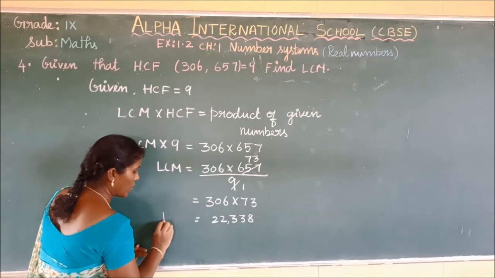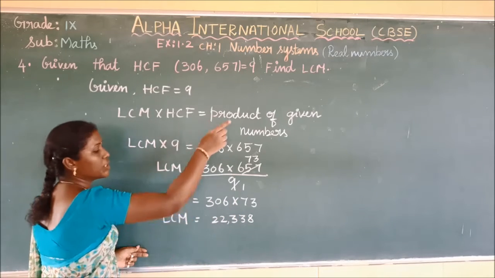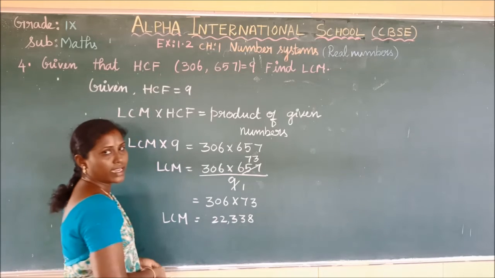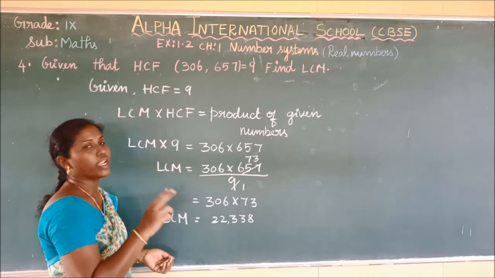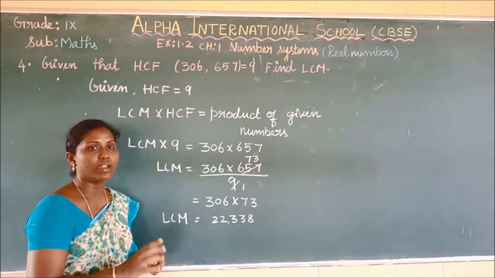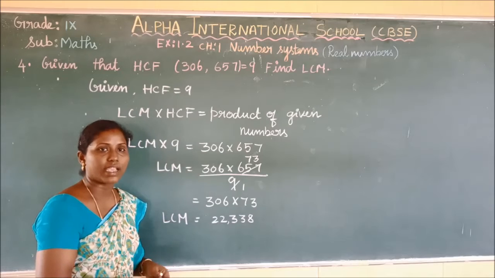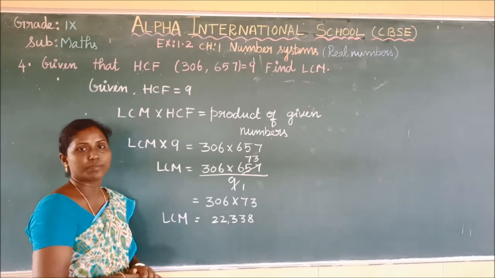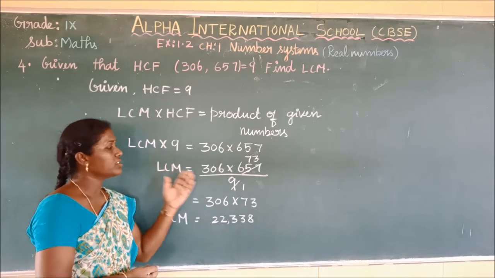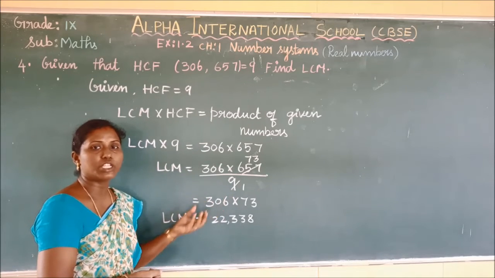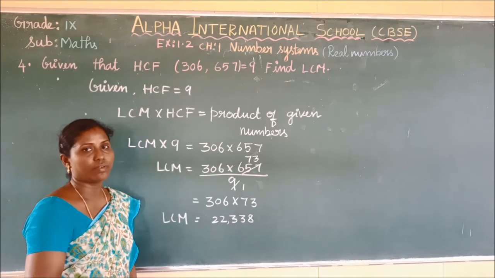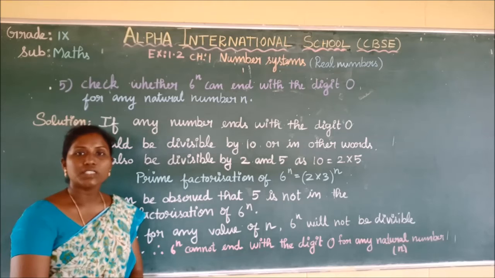22,338. So the LCM of the given two numbers is 22,338. Okay, so for any two numbers, if the LCM or the HCF is given, either one is given, and you are supposed to find the second one, just use this relationship. What is given, substitute here, the unknown will be retained. Maybe it is multiplication or division. Do the calculation and get the LCM or HCF. Okay. See the next question, children.